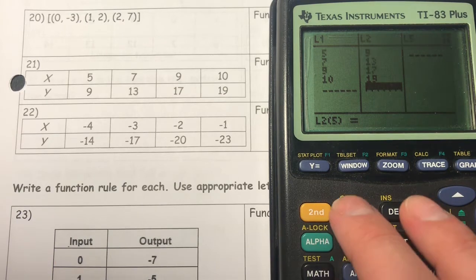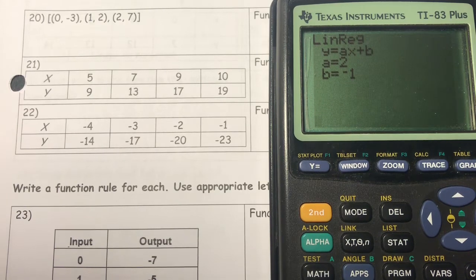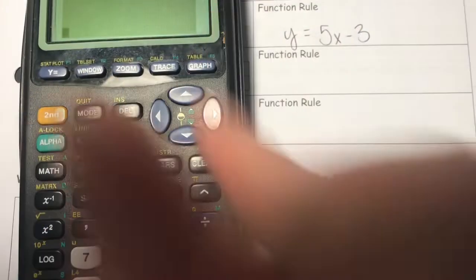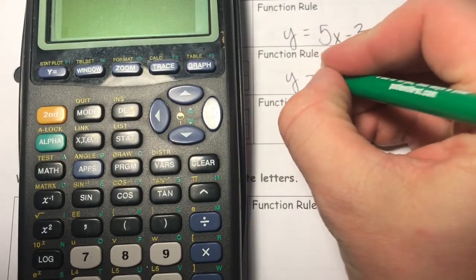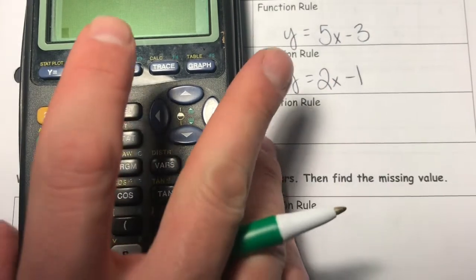Okay. Second mode. Stat, calc. Let's do linreg. And we have y equals 2x plus negative 1, or y equals 2x minus 1. Fine.